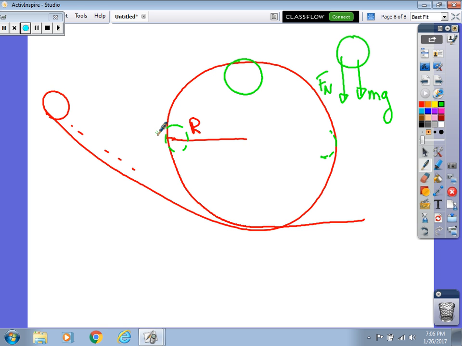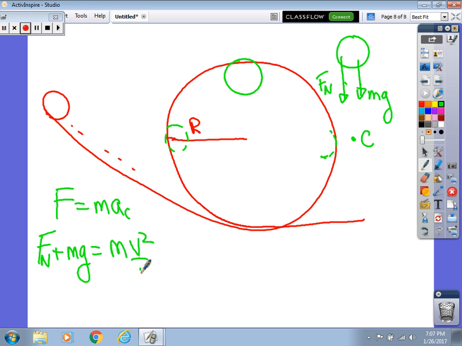If you look at this, you're going to get the same thing we did before. We're going to start with Newton's second law, and in this case it's centripetal acceleration again. It's circular, so you automatically default to that. What's the net force and where's the center of the circle? Well, the center of the circle is here. So these two forces are working together to hold it in the circle. That's now my net force, and that's going to equal ma, and I'm going to use my centripetal acceleration.